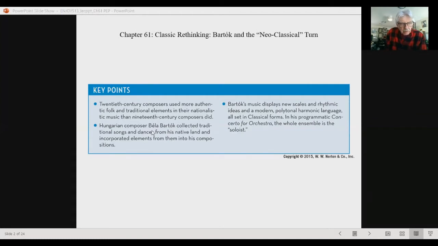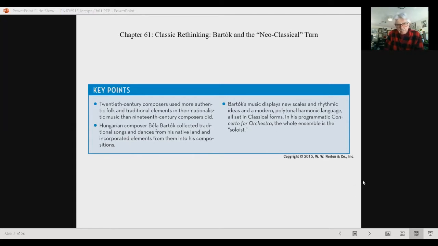Hungarian composer Bela Bartok. We're going to look at his music. He's an important composer that's often overlooked. He collected traditional songs and dances from his native land of Hungary and incorporated elements from them into his compositions. This is important because Hungarian music is different than German music, their native music, and it's certainly different than Spanish music.